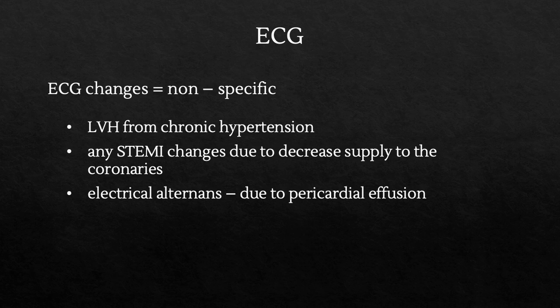When you do an ECG on these patients, you usually will find non-specific changes. You might have left ventricular hypertrophy from chronic hypertension, any STEMI changes due to decreased supply to the coronaries. That's usually in your type A when it knocks basically at the root, when it knocks out your coronary arteries. And these patients might also present with electrical alternans secondary to a pericardial effusion because of the bleeding that's captured within the pericardial sac.